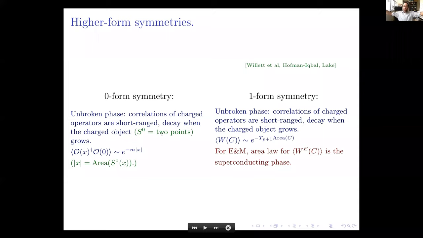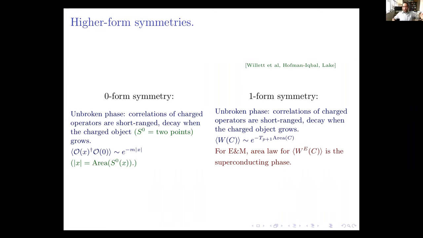This is usually what we mean by saying that the symmetry is unbroken: the correlations of charged operators fall off exponentially. So for purposes of generalization, think about this distance between the two points as the area of the zero sphere. We can similarly define an unbroken phase of a one-form symmetry by the same condition, that correlators of charged operators are short-ranged. That's just the expectation value of this loop operator in the limit when the loop is large, and it's the statement that it satisfies an area law. That is, it goes like e to the minus the area inside the loop.